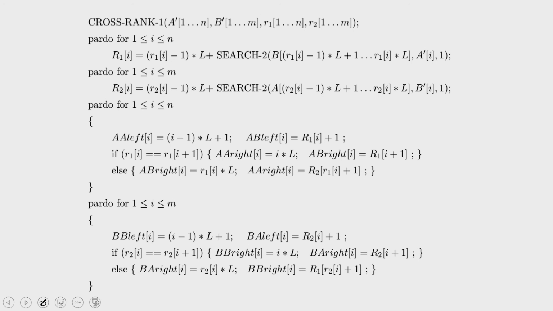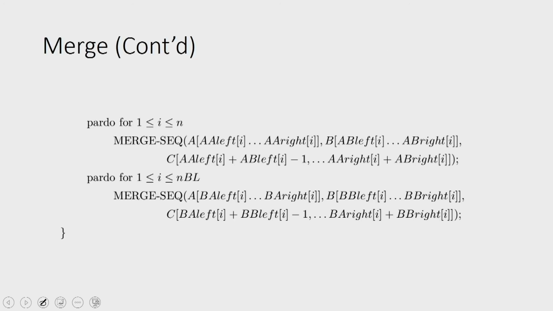Now what remains is to calculate the problem boundaries. We calculate AA left, AB left, AA right and AB right, exactly the way we have mentioned now. The other four values, BB left, BA left, BB right and BA right, for the leaders of B will be calculated analogously. So once we have the boundaries of the problems, we can invoke the sequential merge algorithm for the subproblems.